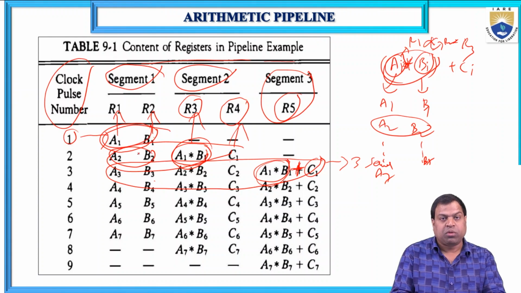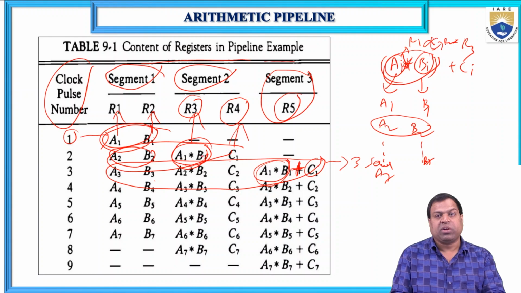What is the 1 segment? A1, B1. In clock 2, 2 segments. A2, B2 is called, and A1 into B1 is completed. In clock 3, A3, B3 is called, A2 into B2 is completed, and A1 into B1 plus C1 is also going on, like this. So how many segments? 3 segments.